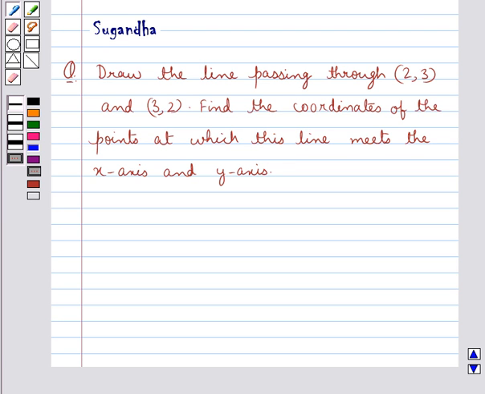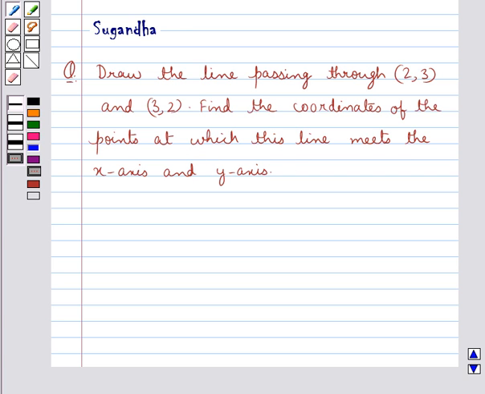Today I'll help you with the following question. The question says, draw the line passing through the points (2, 3) and (3, 2). Find the coordinates of the points at which this line meets the x-axis and y-axis.